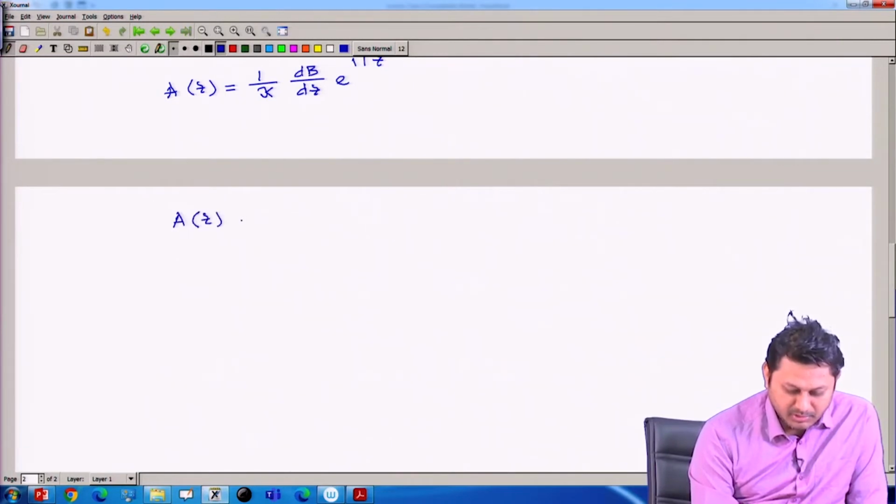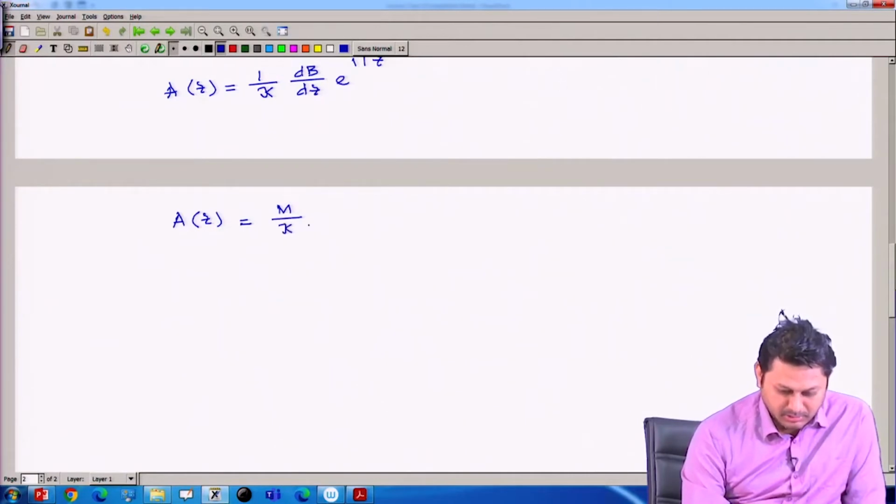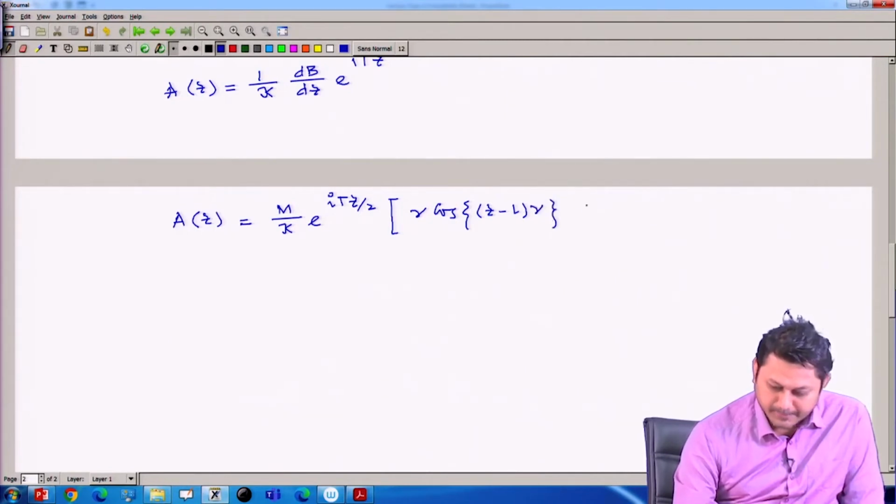The expression of the A should be something like m by kappa, then e to the power of I gamma z by 2, and then I have gamma cos of z minus L small gamma minus 1 by gamma by 2 sine of z minus L gamma, bracket close. So, that is my A.